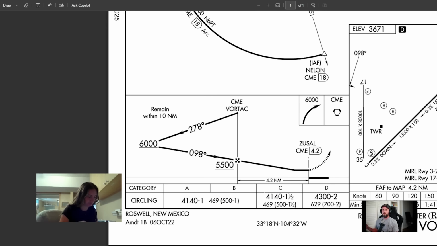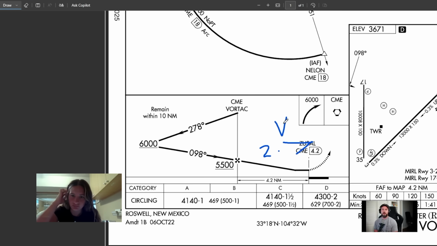What I do, if I know I'm going somewhere and I might have to use a non-precision approach, or an approach that doesn't have a VDP calculated, I just draw on the approach plate: VDP 2.7. Boom. Now I know based on my plan. I just scribble on the approach plate. Once new approach plates come out, it's going to wipe out my scribbles anyway.